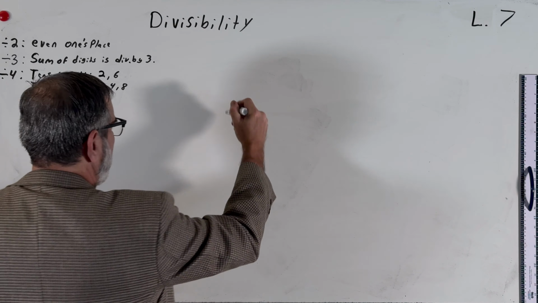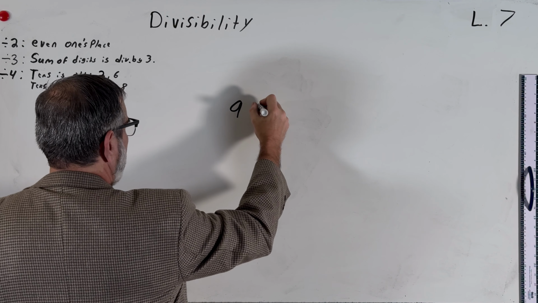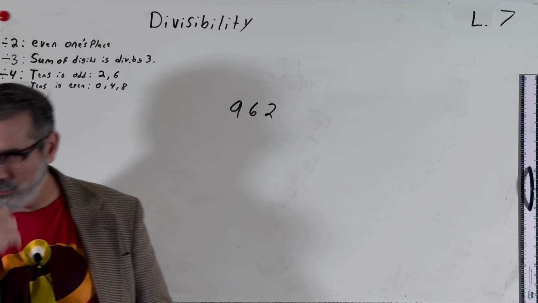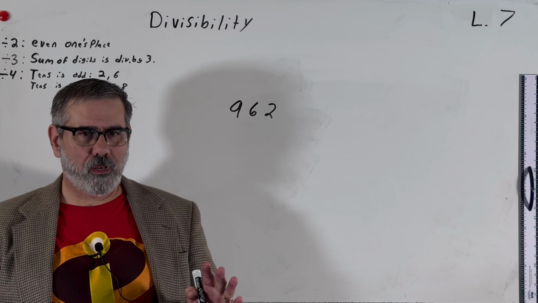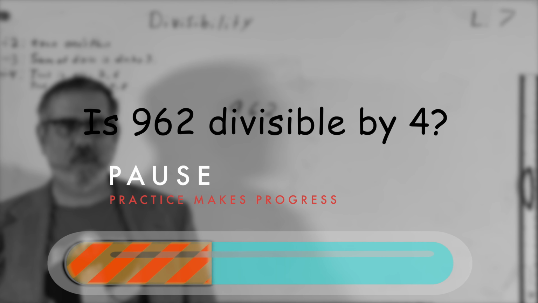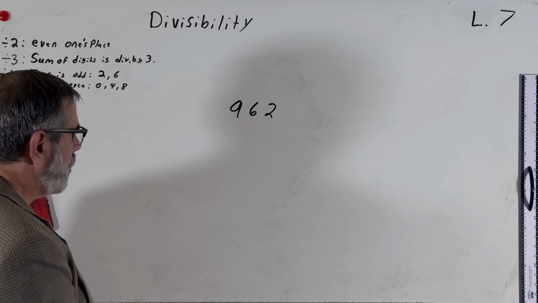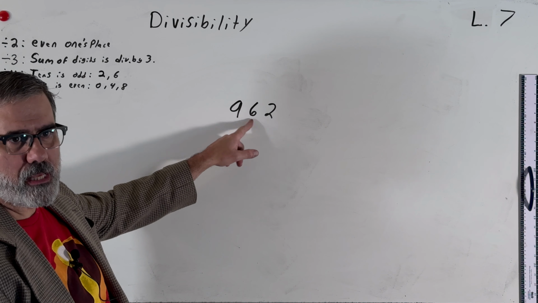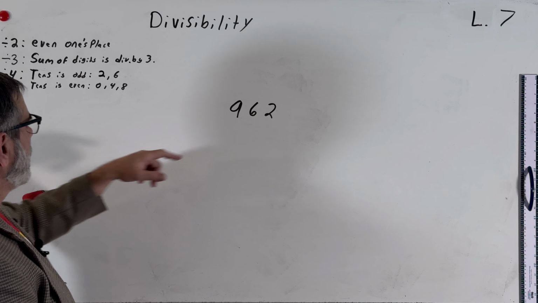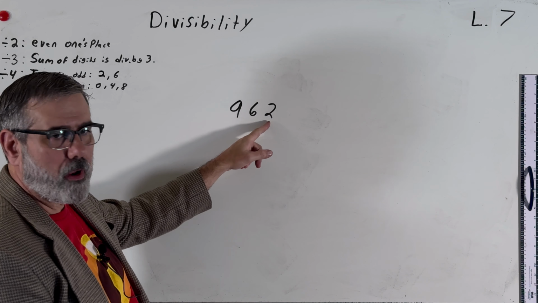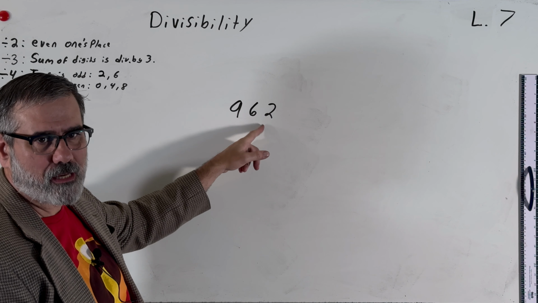What about this one? 962. Looks like something that ought to be divisible by 4, but let's try. Try it at home, pause the video, come back when you think you have an answer. So again, we look at the tens place and we say, well, that's even. If it's even, then our rule tells us that for this to be divisible by 4, this has to be either a 0, 4, or 8. It's a 2. So this is not divisible by 4.